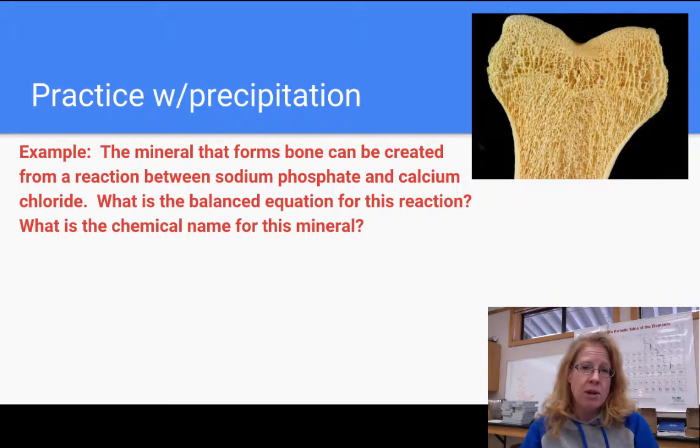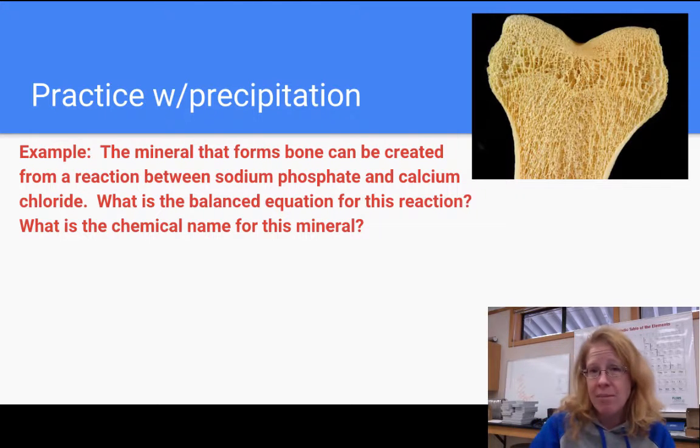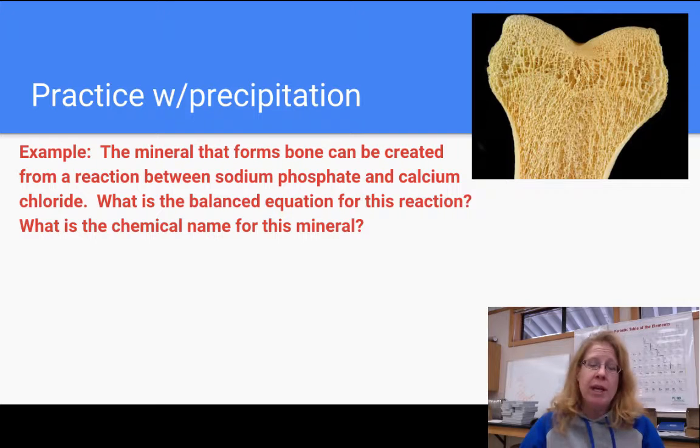So this particular question is talking about how we actually form bone, the material that bone is made out of, the hard stuff. We can make this from a simple double displacement reaction between two compounds. The compounds are sodium phosphate and calcium chloride. So number 1, write the balanced equation for this reaction, and then number 2, figure out what the chemical name is for the mineral. So this is a practice problem.